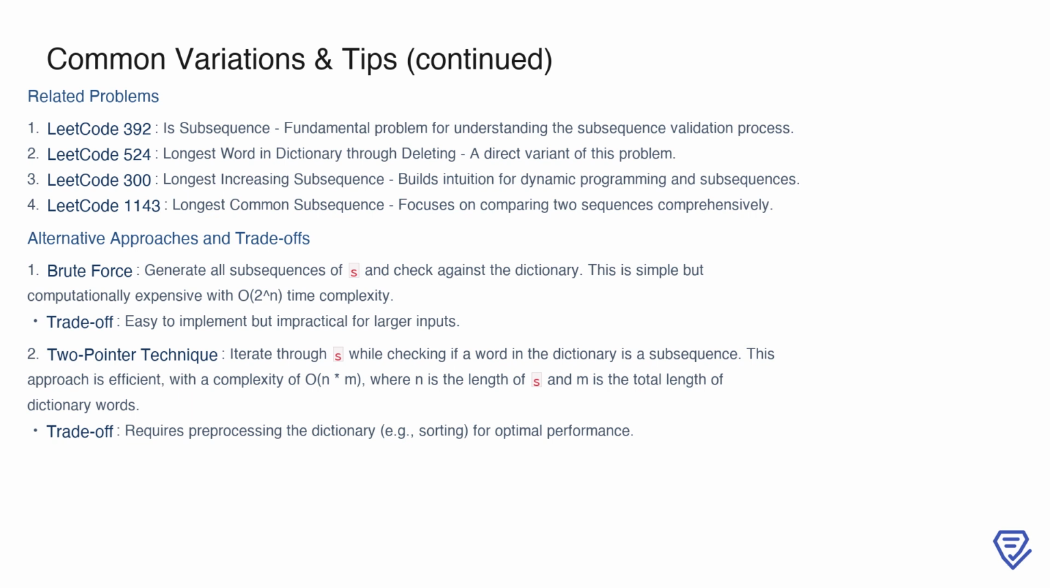Now, when it comes to alternative approaches, brute force is often the simplest to implement. By generating all subsequences of S and checking them against the dictionary, you can solve the problem, but at the cost of O(2^n) time complexity, which is highly inefficient for larger inputs. On the other hand, the two-pointer technique is far more practical. By iterating through S while checking if each word in the dictionary is a subsequence, you can achieve a time complexity of O(n * m), making it significantly faster. However, pre-processing the dictionary, such as sorting it, is often necessary to get the most out of this approach.